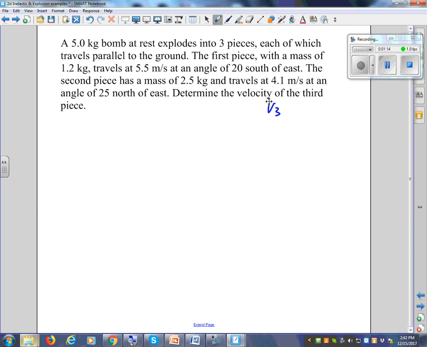You'll notice, Josh, it does not give you the mass of the third piece. You should be able to figure that out, right? So the mass of the third piece is going to be 5 minus 1.2 minus 2.5, right? That you should be able to do.